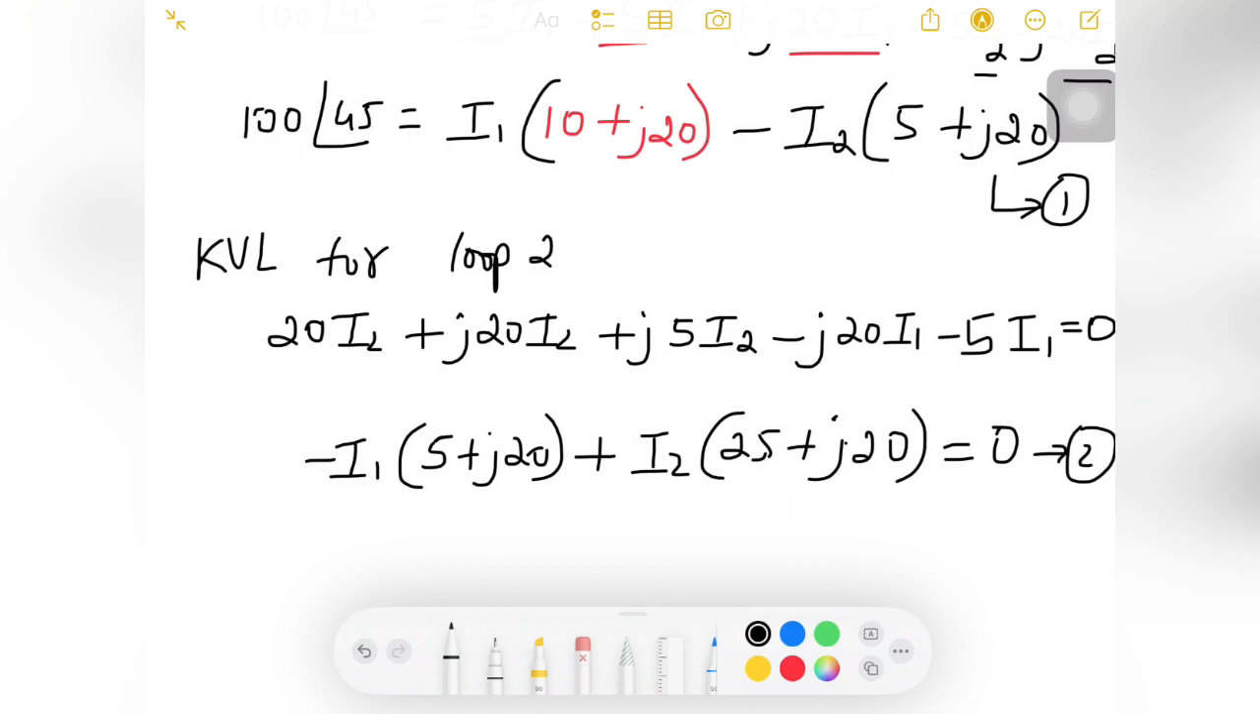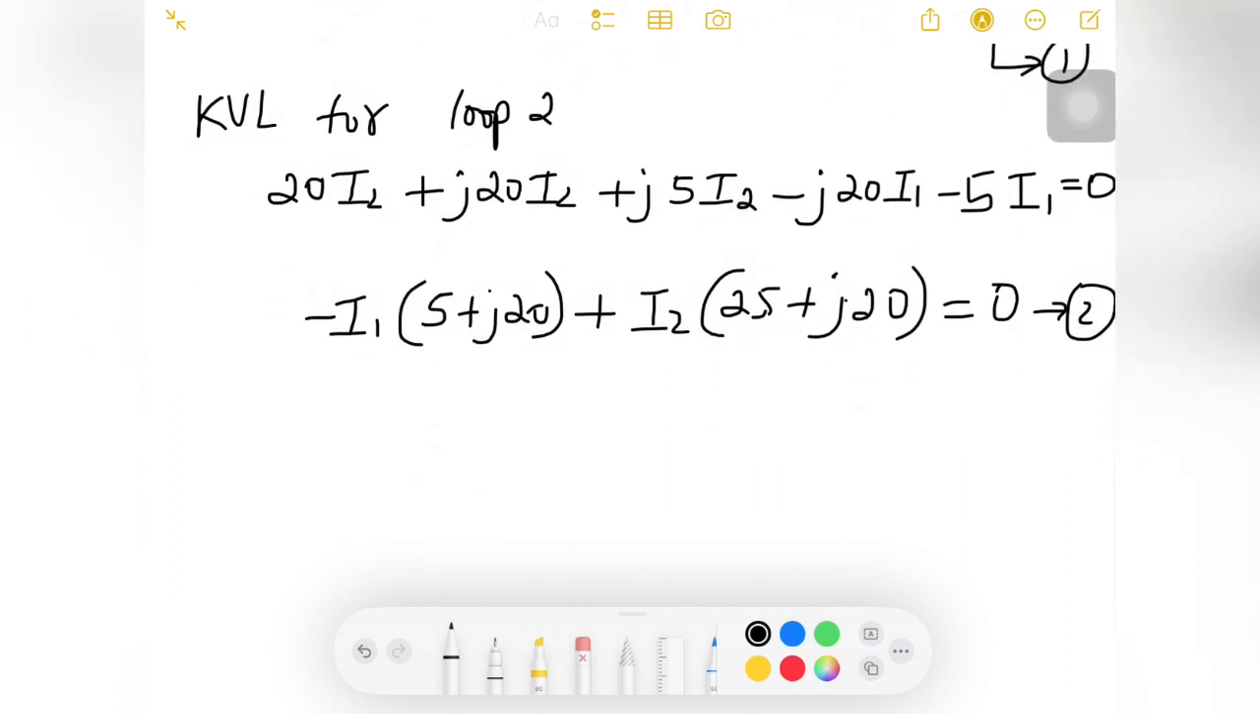I could solve these equations in the calculator in unknown mode, because there are two unknowns, I1 and I2, but they are in complex form. Unknowns and complex numbers together we cannot solve in the calculator. For that reason, we need to go with a normal method to determine I1 and I2, that is Cramer's rule.